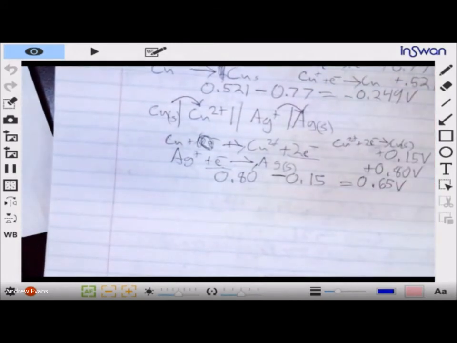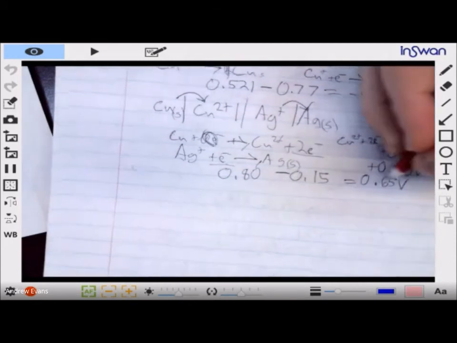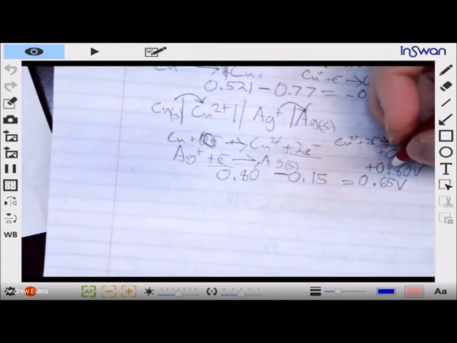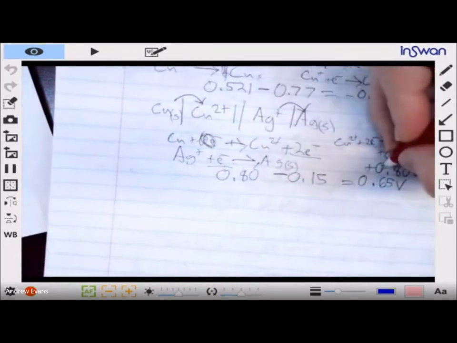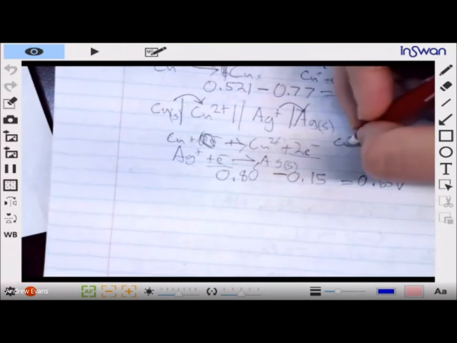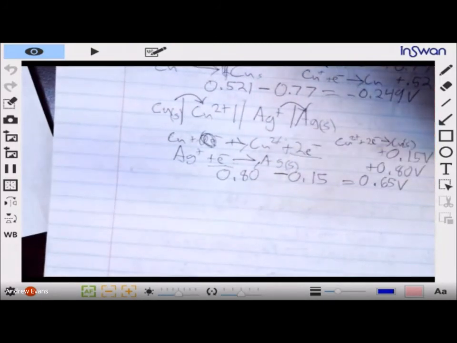The voltage has already been adjusted for the electron transfer, so we don't have to double that up. It's literally the subtraction of the reduction minus the oxidation. That's how we always do it. Subtract the oxidation from the reduction. Subtract the anode from the cathode.